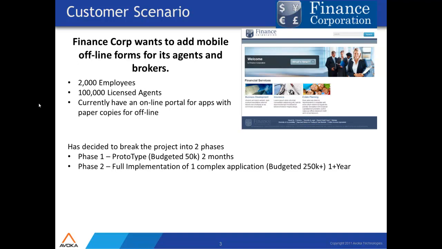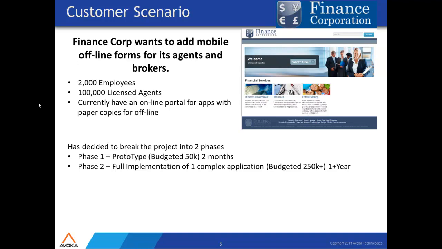So if someone's going remote where they can't access the app through the portal, then they have to go down to paper. They decided to break their project into two phases after really looking at the difficulty of this and how this is going to be done. Phase one is a prototype. They budgeted $50,000 and 2 months worth of time to put that in place. And then phase two is a full implementation of one of their complex applications. And again, they budgeted $250K, although they kind of know they're going to go over that, and they've targeted 1 year to complete this.